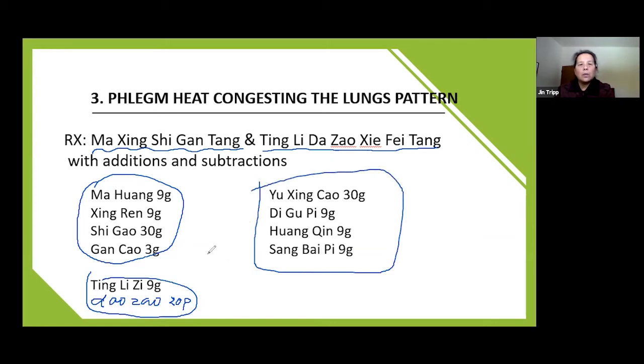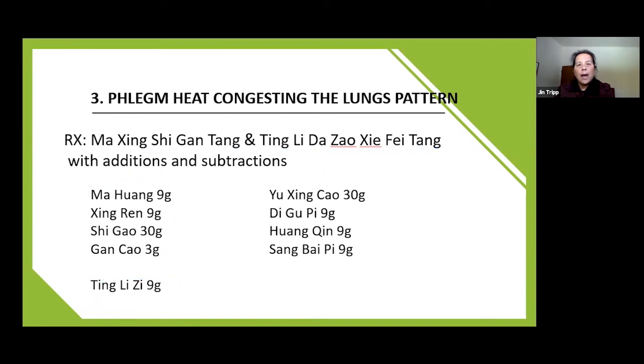鱼腥草、地骨皮 and 黄芩、桑白皮。黄芩 can clear mainly upper jiao, middle jiao heat, including the lung. 桑白皮、鱼腥草 especially go to the lung. 地骨皮 not only clears heat in the lung, but also clears deficiency kind of heat. So together, we clear mainly heat and phlegm in the lung.